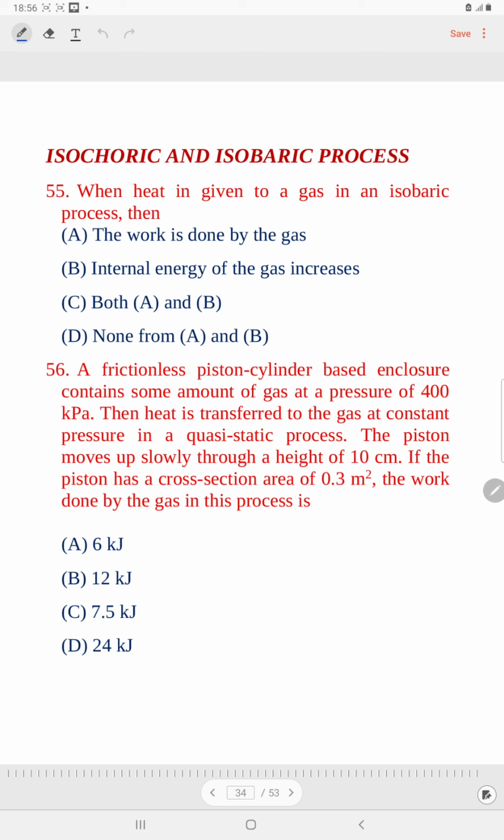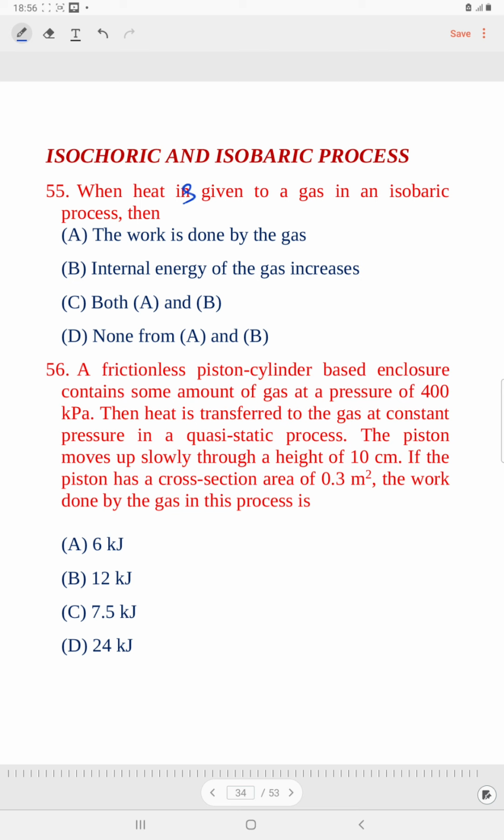Next, 55. When heat is given to a gas in an isobaric process, work is done by the gas, internal energy of the gas will change, both A and B, none from A and B. Definitely both are going to happen, because the only process where nothing is going to remain constant is isobaric. Nothing is going to change.